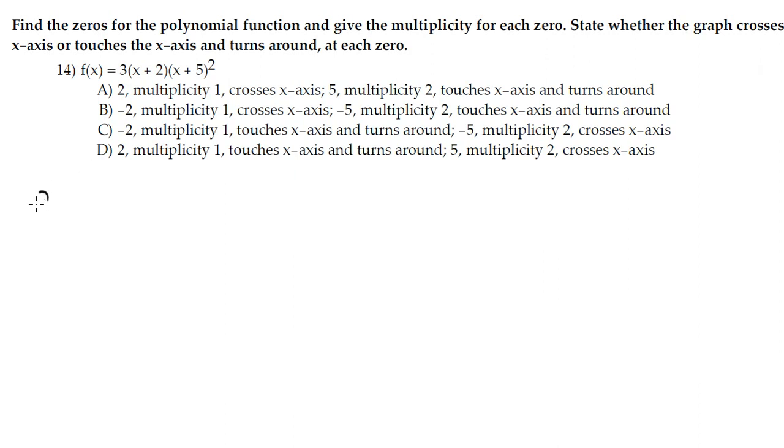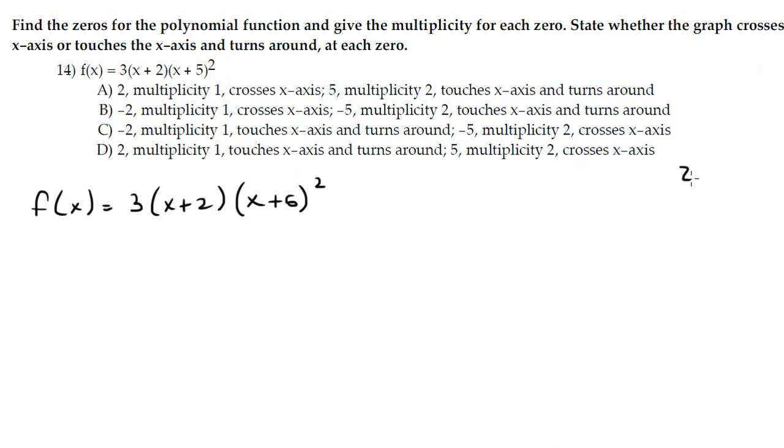Number 14. Let's write the function: f(x) = 3 times (x + 2) times (x + 5) squared. Find the zeros for the polynomial function and give the multiplicity for each zero. State whether the graph crosses the x-axis or touches the x-axis and turns around at each zero.